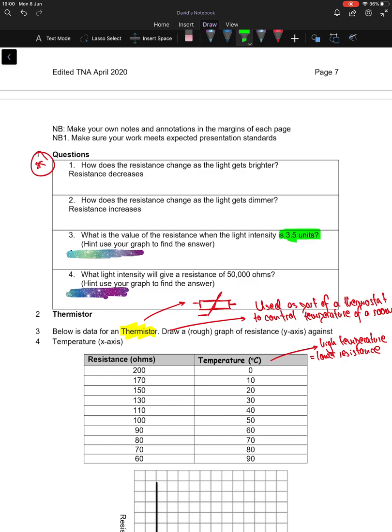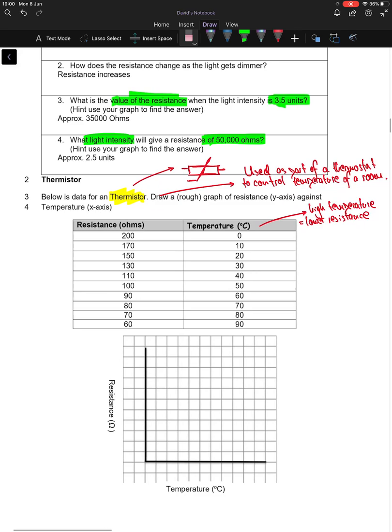What's the value of the resistance when the light intensity is 3.5 units? So find 3.5 units on your graph, read up and read off the value of resistance. If you've plotted it correctly, you should find that it's around 35,000 ohms. And again, what light intensity will give you a resistance of 50,000 ohms? So find 50,000 ohms on your graph, then read across and down to light intensity. What value do you get? Hopefully about 2.5 units of light intensity.